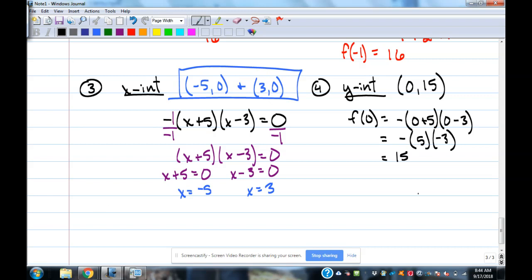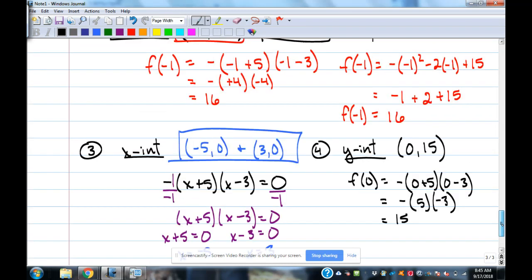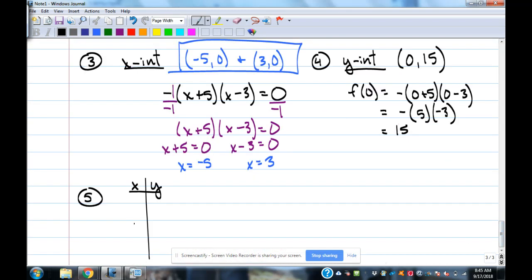Table. Last thing is a table. And a lot of times the table is where you get a lot of checking happening. What goes in the middle of the table? Vertex. Our vertex was -1, 16. So I'm going to go left to -2, -3, and 0 and 1 to the right. I'm just picking the next values, easy integers next to it.